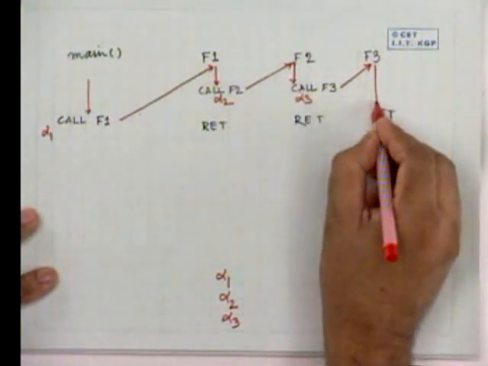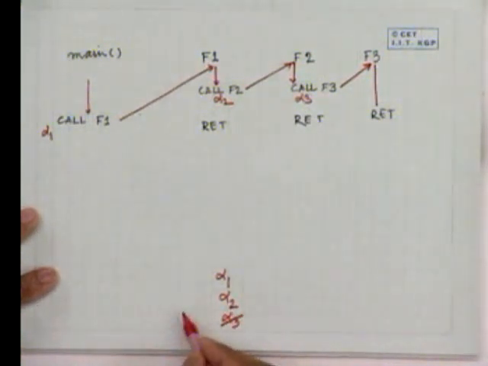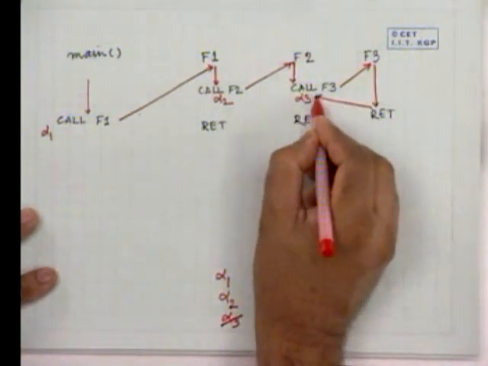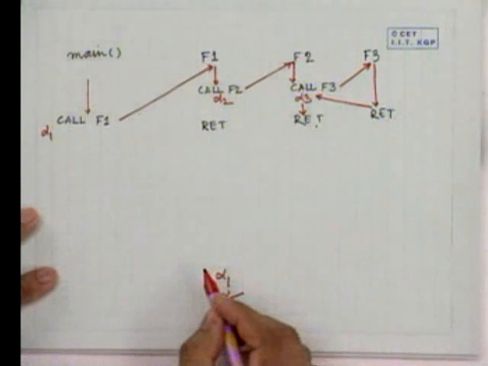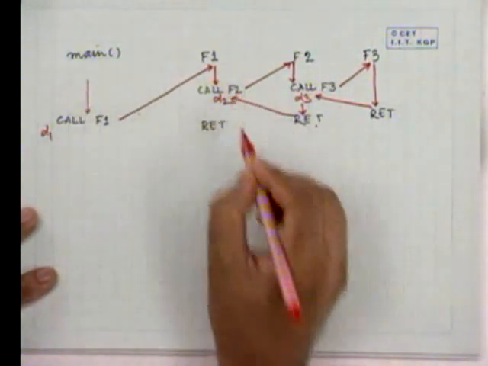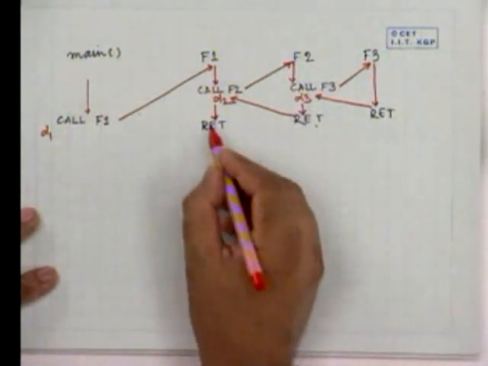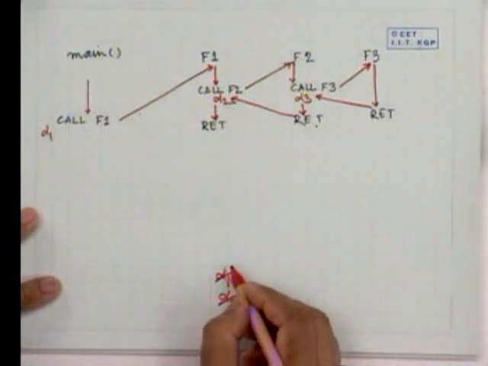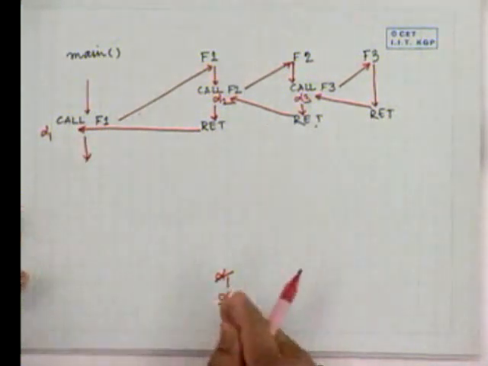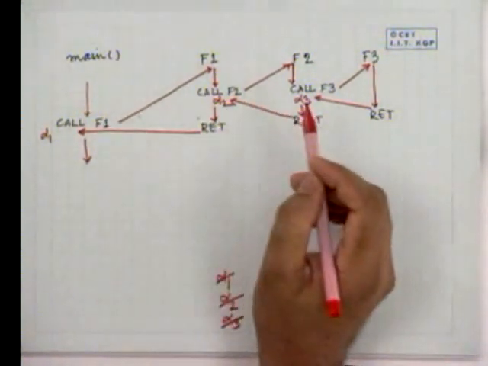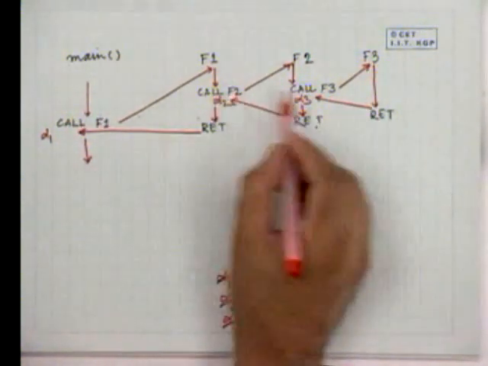Now F3 is executed, returned. Returned means it pops alpha 3, puts it in the program counter, and therefore it returns to alpha 3. The rest of the portion is executed, gets a return, alpha 2 is popped out, and you have control back to alpha 2. Then the rest of F1 is executed. On return, alpha 1 is popped out and pushed into the program counter, and therefore we come back to this point and then start executing from here. This is essentially that nesting of calls to functions.